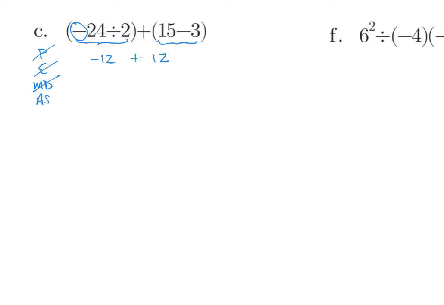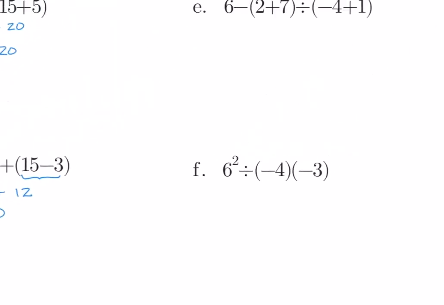We have no exponents. We have no other multiplications or divisions. And so now if we add negative 12 plus 12, we get 0. All right, let's keep it going.